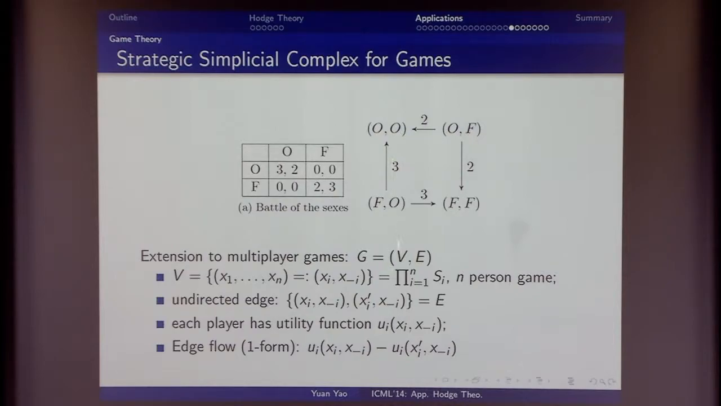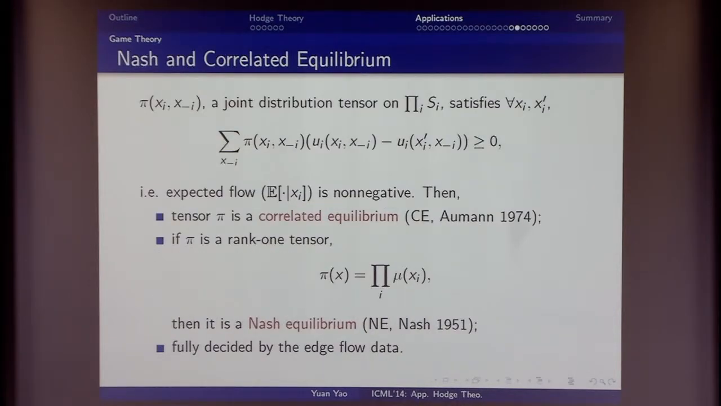So that means two strategy profiles are comparable if and only if only one user changes strategy, because in that particular case you can use that particular user's utility as the edge flow. So that maps the data on the graph in this way. If you take such data, basically you find you can preserve the Nash and the correlated equilibrium with respect to this kind of graph flow data.